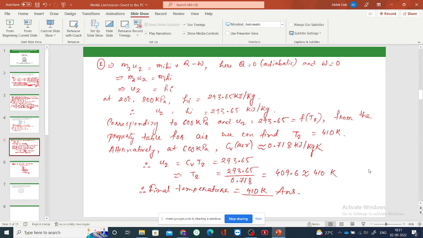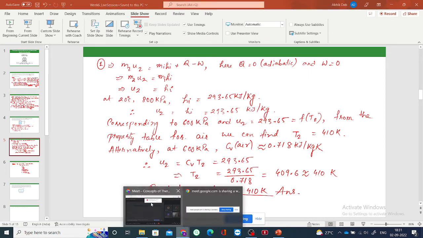So exactly at 20 degrees Celsius and 800 kPa, the value for Cp might not be 1.007. It might be around 1.004. If it is around 1.004, it comes out to 294. So it is almost similar. So this can be directly calculated. For exact values you can calculate from the property table, but if you need an almost average value, then you can directly do it from the Cp and Cv values.